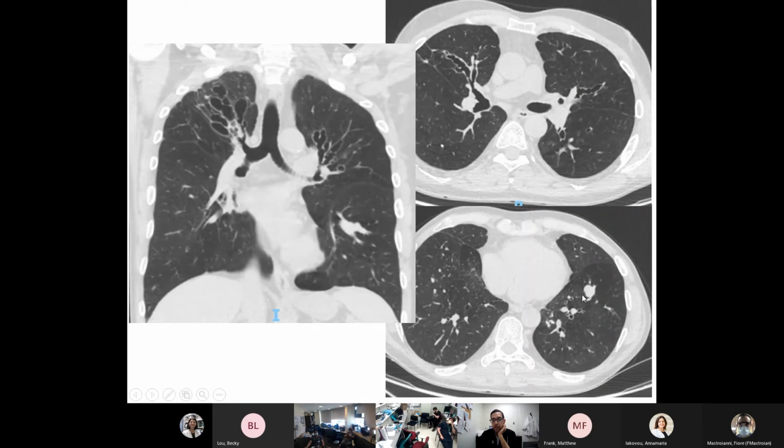You can see this area of mucus plugging, the branching opacity. You can see it better here on the coronal film. This is a patient who had ABPA.